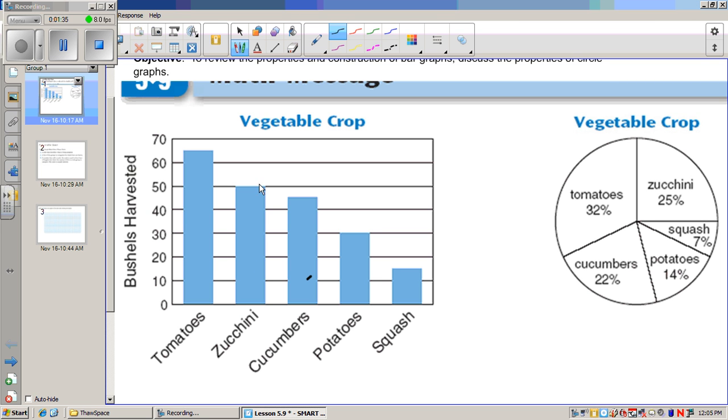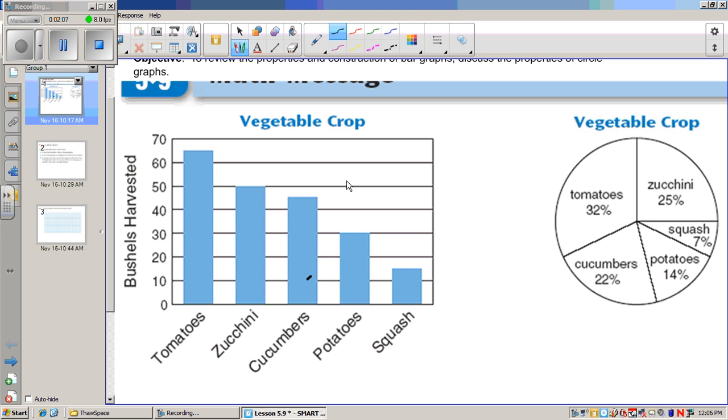Zucchini, if I look at that, is 50 bushels, and that takes up about 25%. Cucumbers, I would say about 43, 44. What does it say over here? It's 22%, but again, we're talking bushels, and they made it a percent. Also, we have potatoes, and that's 30 bushels, or 14%. And our squash is, I would say, between 13 and 15 bushels, and again, 7%.